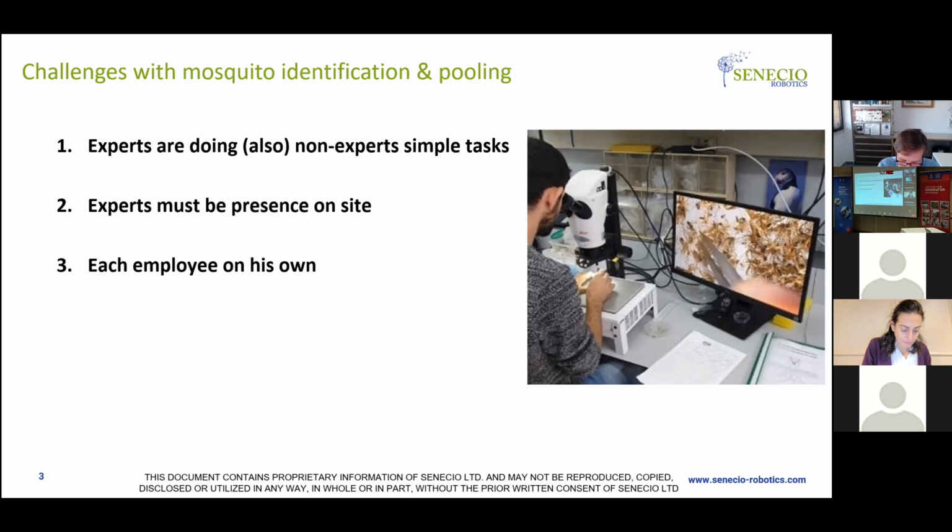And each person who does this work is on his own. What do I mean? He gets a plate, a dish of mosquitoes, and he needs to work on them, and nobody else typically sees what he's working on and the mosquitoes he's working on. And if he's taking a break, I mean, he needs to work on this specific dish. All of those create a limit to the surveillance operation. It's not efficient, and you're limited by the number of experts that you have on site, and you're not utilizing your experts as you could have.